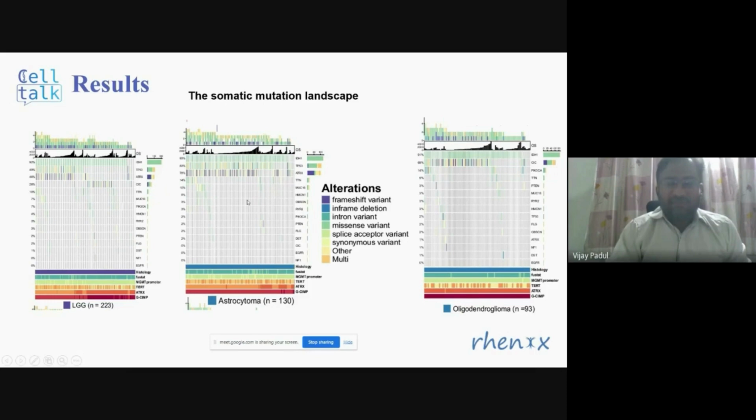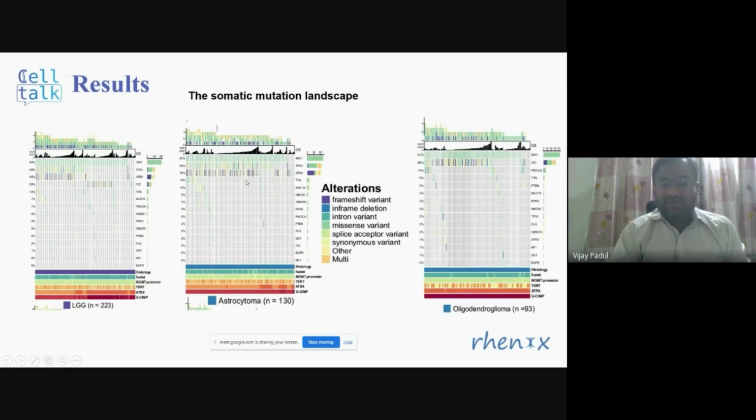Then when we separate histologically astrocytoma and oligodendroglioma, naturally IDH1 mutation is present in all the samples, but in astrocytomas the TP53 mutation percentage is higher, while in oligodendroglioma it is very low. In oligodendroglioma, CIC mutation and PIK3CA mutation are more enriched compared to astrocytoma.